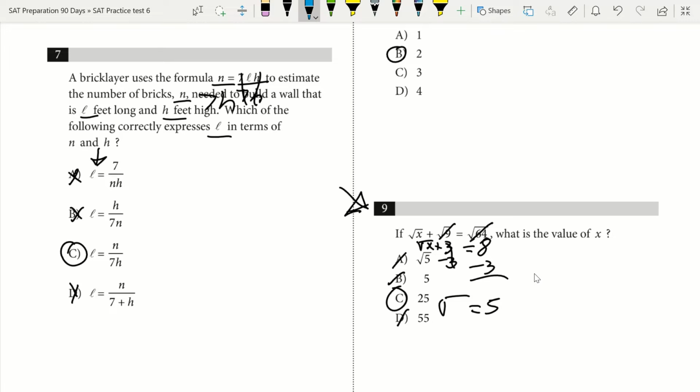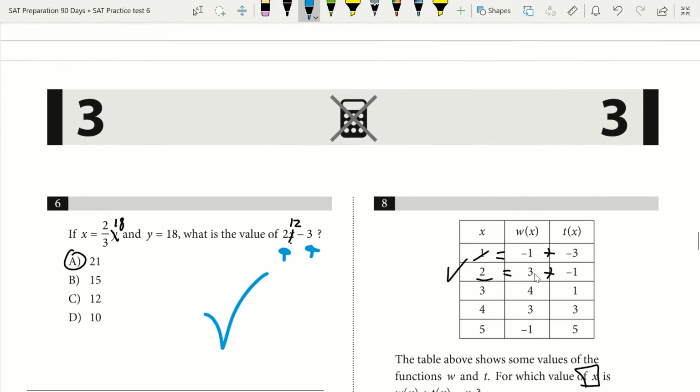7, a bricklayer is using this equation here. That's n equals 7 over LH. I'm asked for what L equals. I divide each side by 7H. N over 7H should be my answer. Check, make sure I got that. I see that I do. So that one's checked. 8.